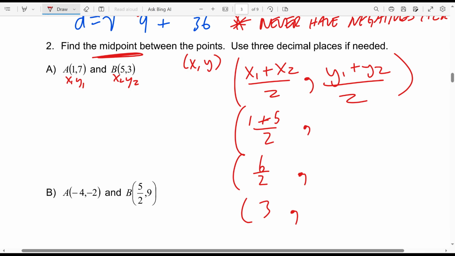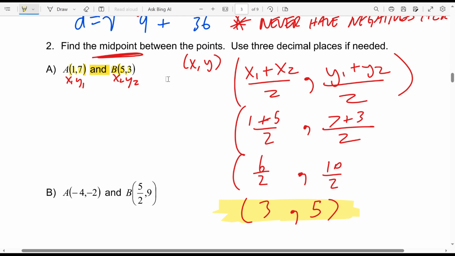Now I'm going to do the y coordinate. 7 plus 3. It doesn't even matter if I screwed up the order of them. If I put 3 plus 7 at this point, it still doesn't matter because it's addition. Addition makes things so much easier in this case. So then it'd be 10 divided by 2 and then 5. Logically, I want you to look at this and ask, does my answer make sense? If I'm looking between 1 and 5, and 7 and 3, then 3 and 5 make sense. I want you to utilize that as a way of double checking your work.